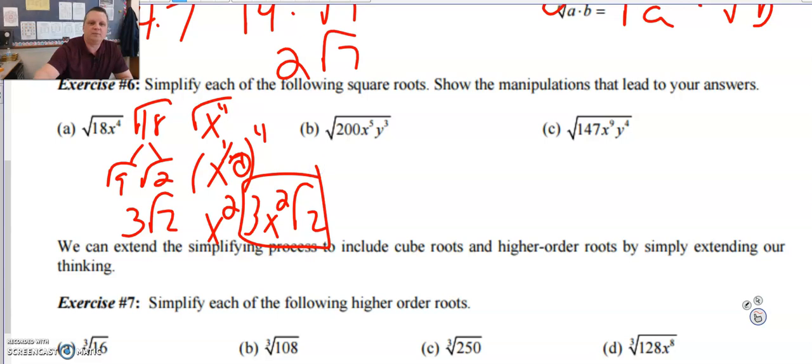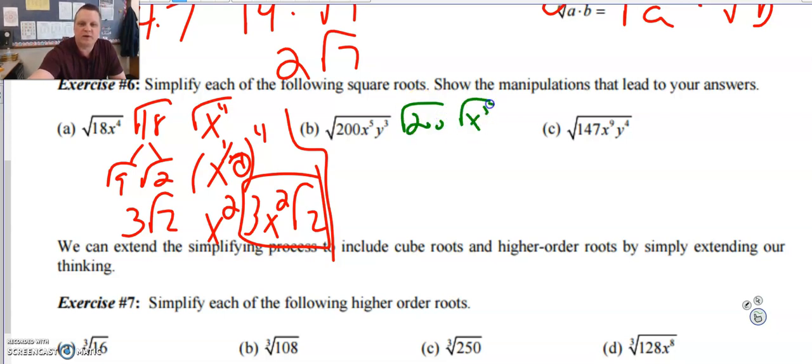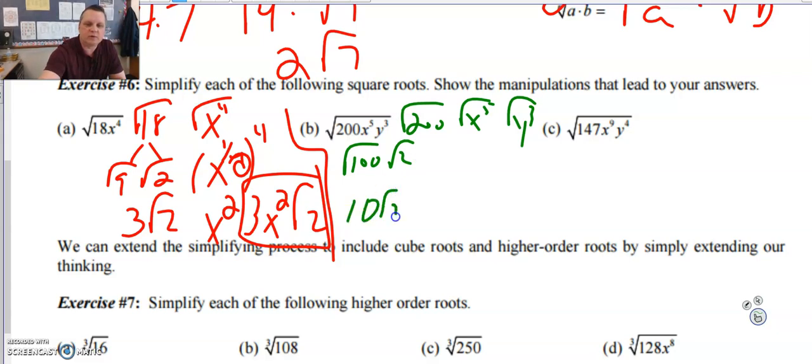Right there, that guy right there. Okay? We change colors. Now the next one, everything gets its own square root. Square root of 200, square root of x to the 5th, square root of y cubed. Okay? So the square root of 200 is the square root of 100 times the square root of 2, which is 10 root 2. Square root of x to the 5th, you want to find the largest even number that is less than or equal to the power. So the power is 5. The largest even number that is less than that is 4.